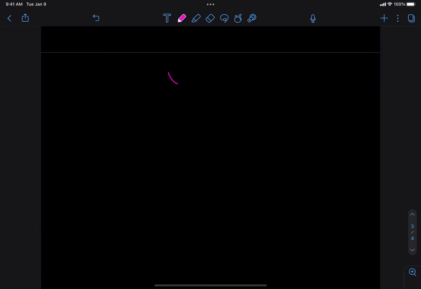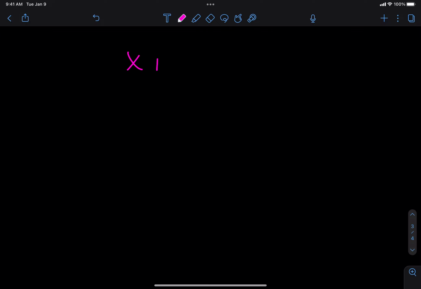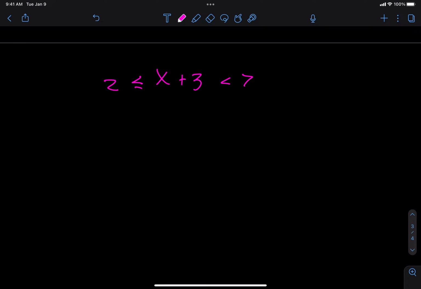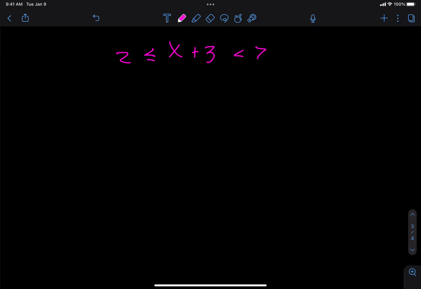So if you had something like x is... Why don't we do one of those? What if we had x plus 3 is less than 7, but greater than or equal to 2? Something like this. We could definitely get a mix and match, right? So what would we do? How would we solve this if we wanted to put the solution set in interval notation?